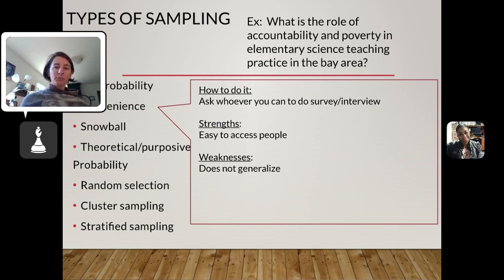So if I were to do a convenience sample for my research question, I know several elementary teachers in the Bay Area. I might ask them to let me interview them regarding their science practices, or I might ask them to let me observe their classroom regarding their science practices. In terms of the weaknesses, though, you can see here, there's no way for me to determine very much about the accountability context in advance, because what if all of the teachers I know are at a very high income context?